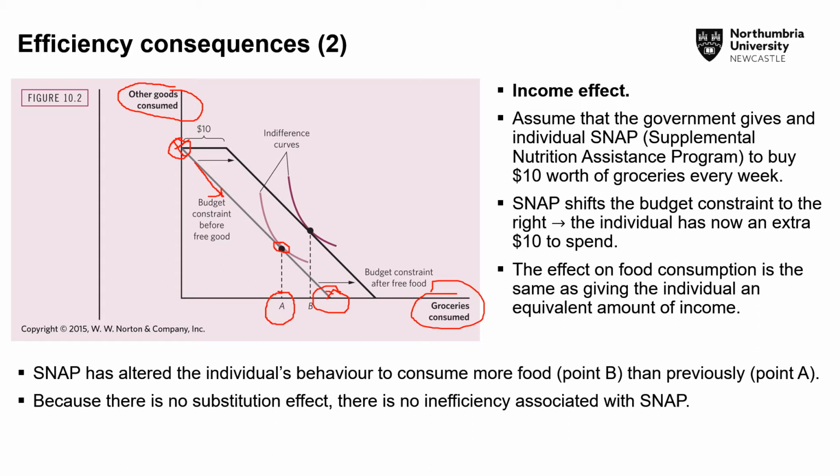Now, let's say that we give this consumer $10 worth of groceries, or simply $10 to buy groceries every single week. What happens then? Well, the result is that their budget constraint shifts outwards, by $10 for groceries consumed. In other words, this is where we now begin. So we have a bit of a kinked budget constraint curve. You could view this as giving an individual an equivalent amount of income, and that is why our budget constraint curve is now shifting outwards.